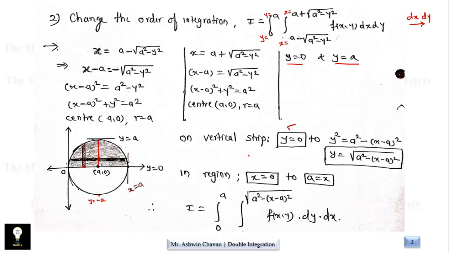Now in the region, the full shaded region gives you the x limits, leftmost point to rightmost point. The leftmost point of x is 0, and the rightmost point is x equal to a, that is (a, 0). And that's why the limits of x are 0 to a. And if you put this limit 0 to a outside, in this integral here we have 0 to root of a square minus (x minus a) whole square, some function, dy dx. So you can see now this is for y and this is for x.